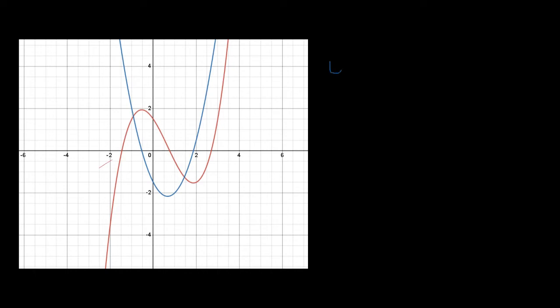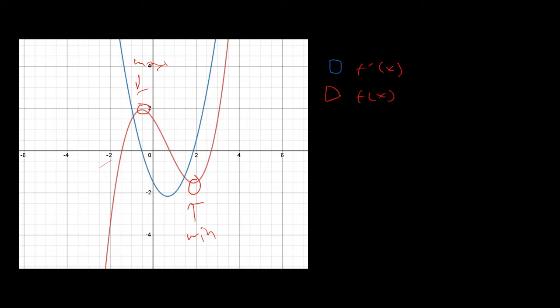In the blue we have f prime of x, and in the red we just have f of x. So this is f of x and this is f prime of x. So what we're looking for is relative maximums and minimums. So that's points like this. This is a relative min. This is a relative max. Okay, so how can we figure this out?